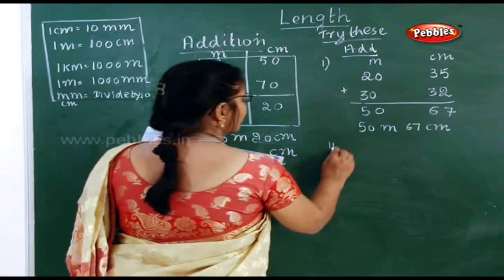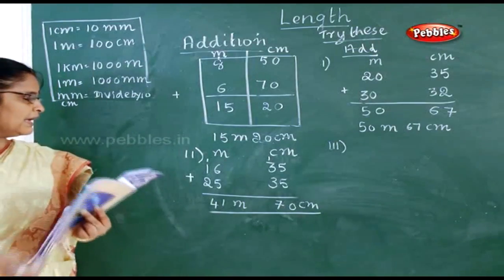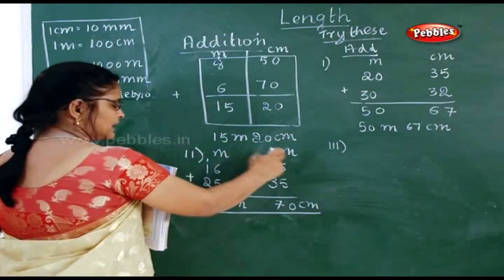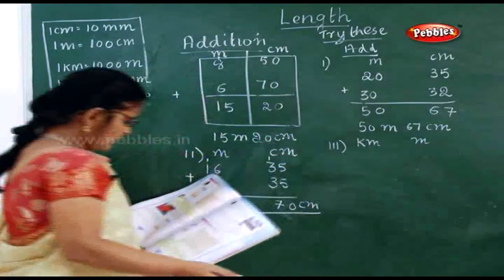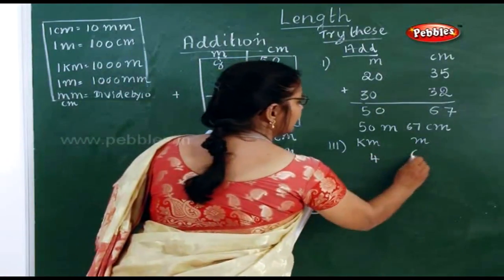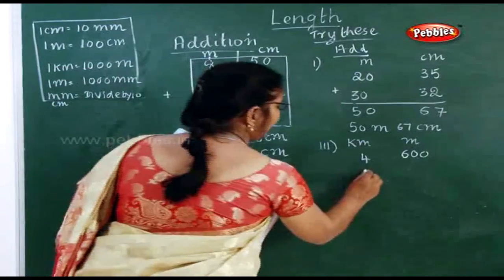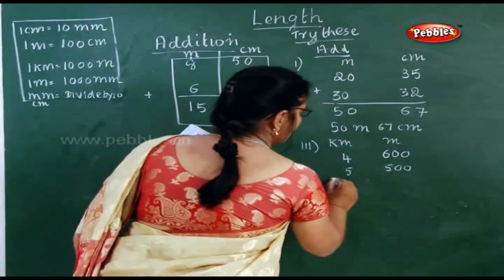Now next sum. What is the next sum they have given? They have given kilometer and meter. Now we did meter and centimeter. Now you have to do kilometer and meter. Am I right or not? So what is it? 4 kilometer, 600 meter. Now what is it? 5 kilometer and 500 meter. Now what do you have to do?